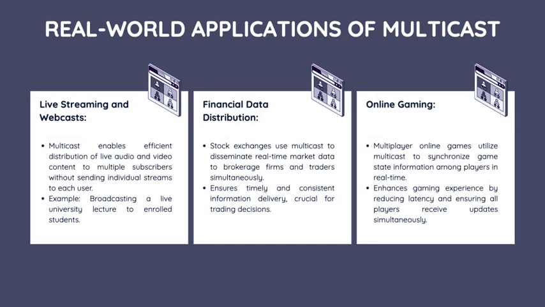Multicast is widely used in industries where data needs to reach multiple users efficiently. So, live streaming and webcasts, wherein universities use multicast to broadcast lectures to students. Then, financial data distribution is a good example. Stock exchanges use multicast to send real time market data to traders. And online gaming, of course, multiple player games use multicast to sync multiple player actions in real time, reducing network load and improving responsiveness.